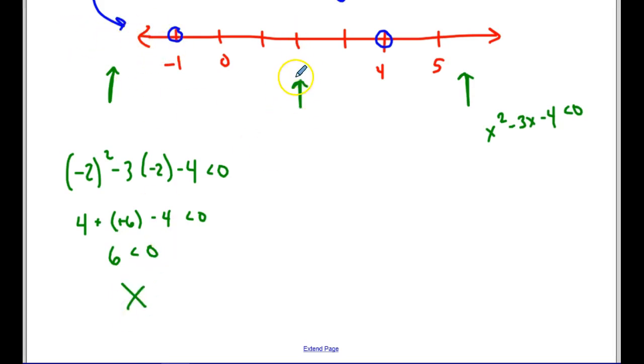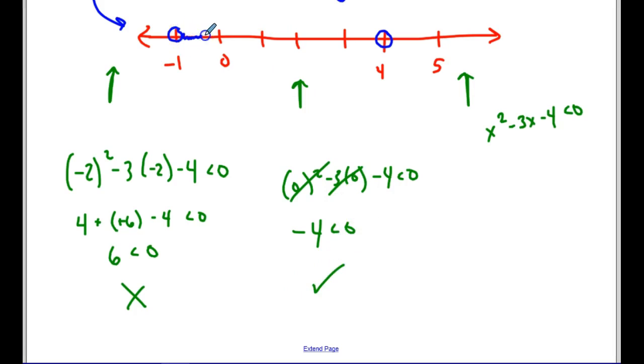So now let's pick a point in the middle. Again, I see that 0 is in the middle, so we're going to use 0. So I have 0 squared minus 3 times 0 minus 4, less than 0. Well, that cancels out, so I have -4 is less than 0. That one works. So I know in my graph that I would shade in between these 2 points because that one did work. So this is definitely shaded.